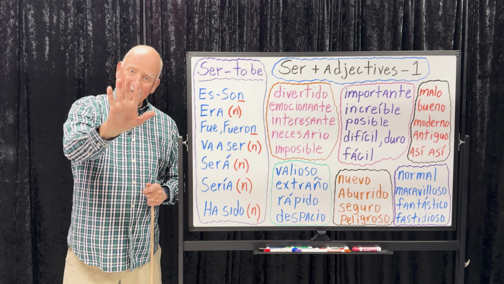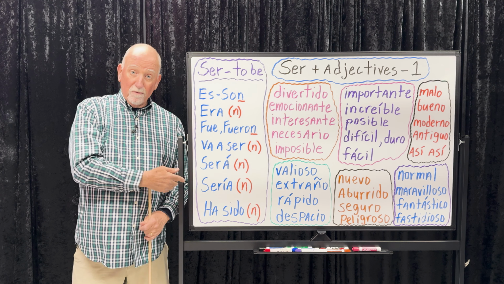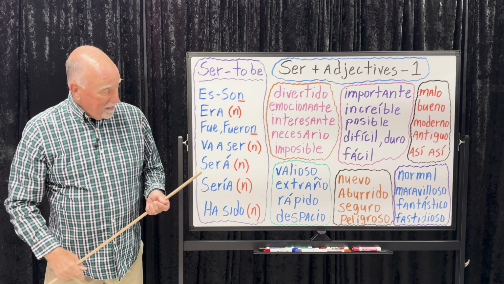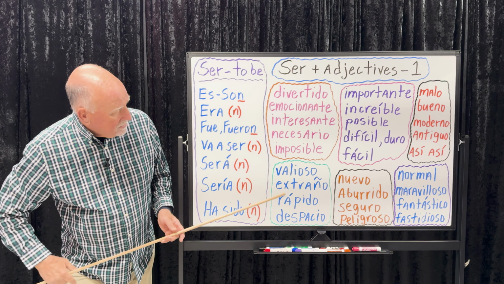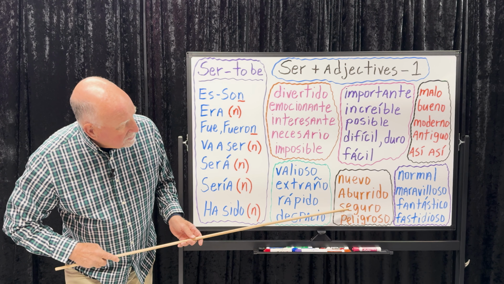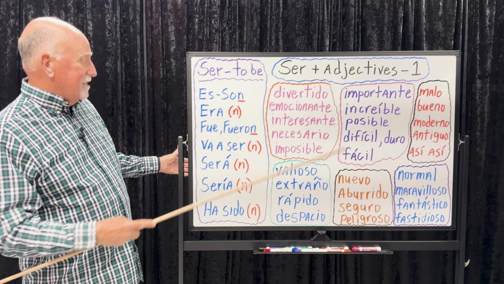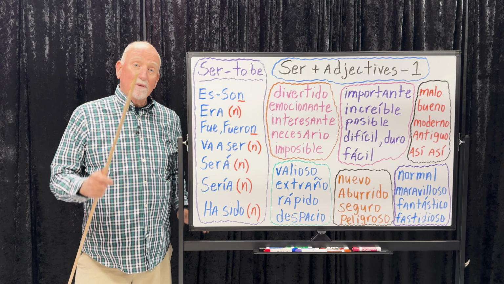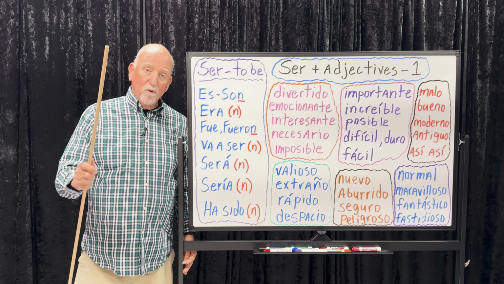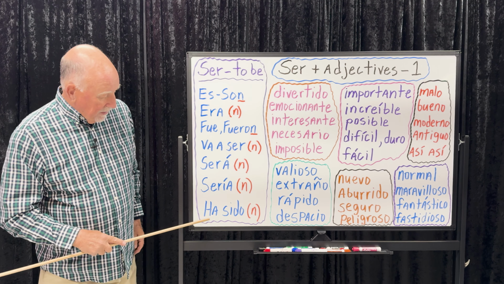Not a bomb, but I'm going to tell you something here. Sería, it would be. It would be interesting. Sería, tenemos interesante aquí. ¿Dónde está interesante? Aquí está. Sería interesante. It would be really interesting. Sería muy interesante. Ha sido.